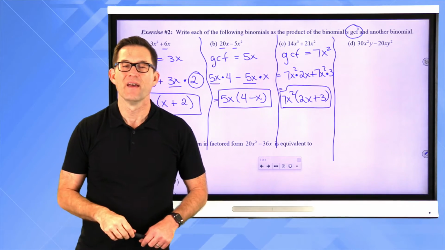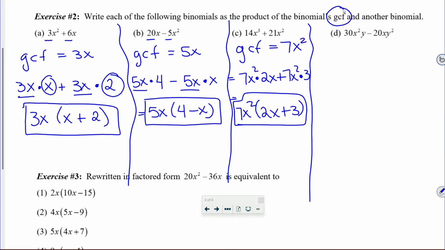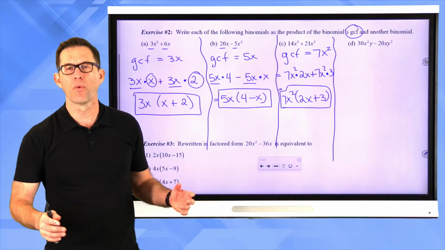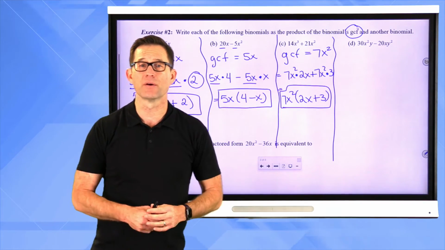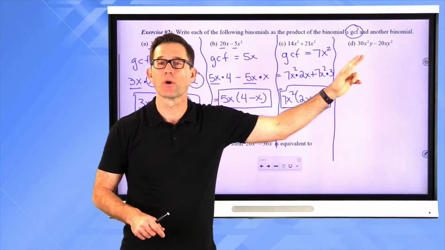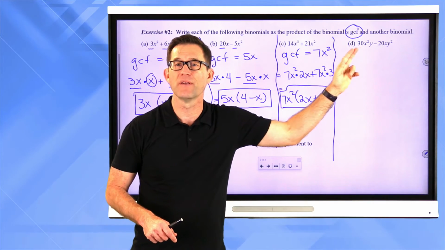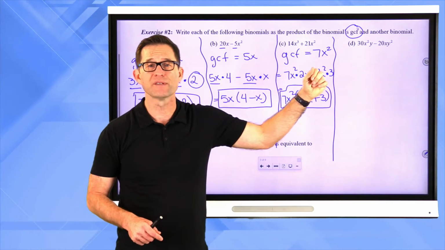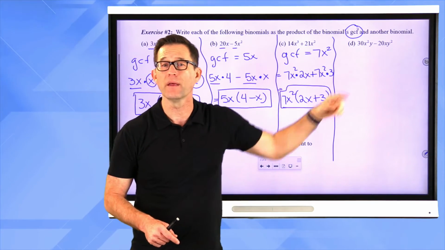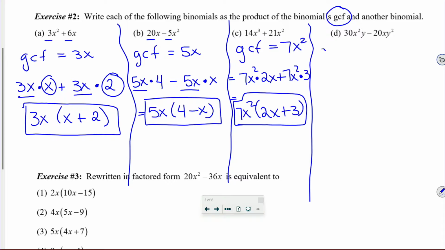All right. Now let's take a look at letter D together. Here we have 30x squared times y minus 20 times xy squared. And it may look a little bit more confusing because we've got two variables here, both an x and a y. But keep in mind that in both of these two terms, 30x squared y and 20xy squared, that's all multiplication. So I go through the same thinking process, the 30 and the 20, the largest number that divides into both is the number 10, right? So my GCF is going to contain the number 10.